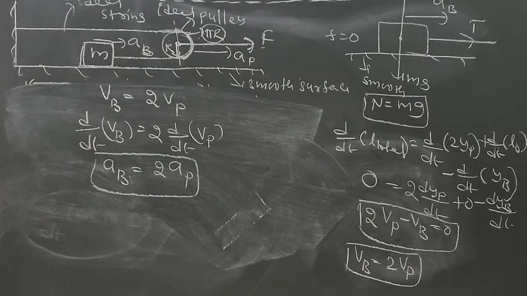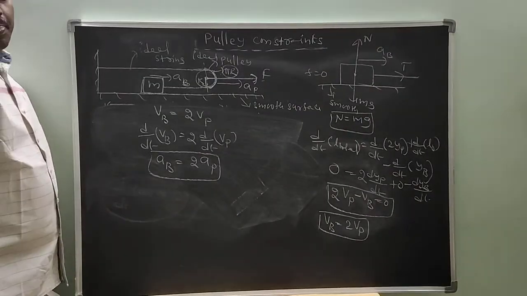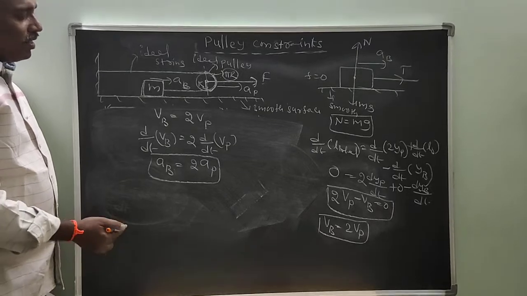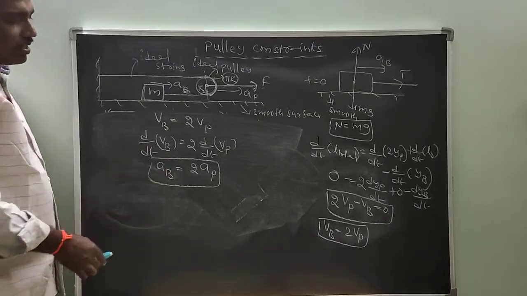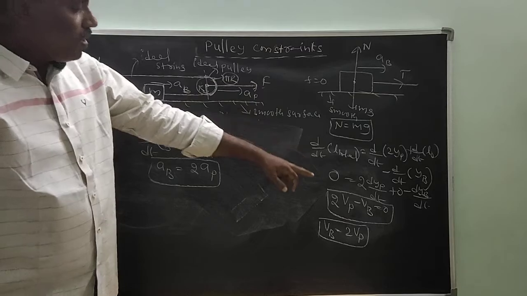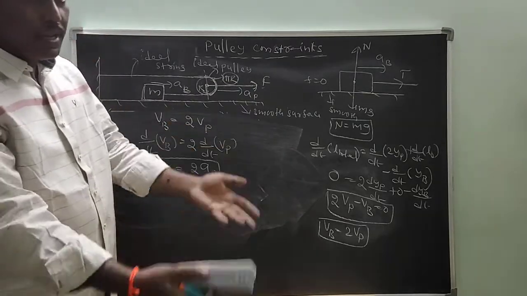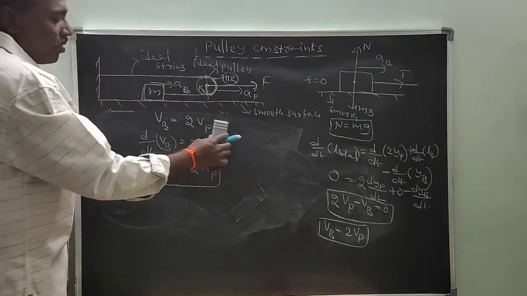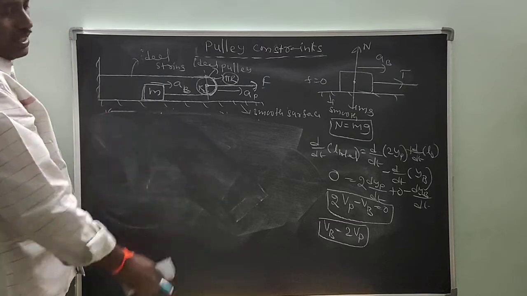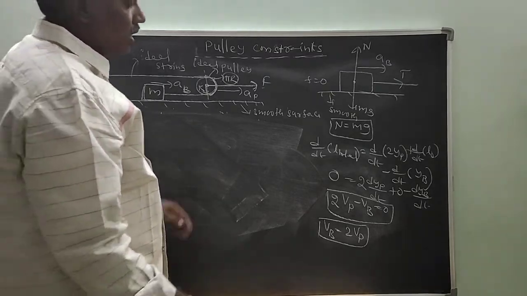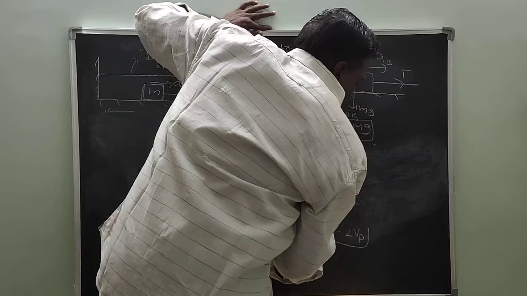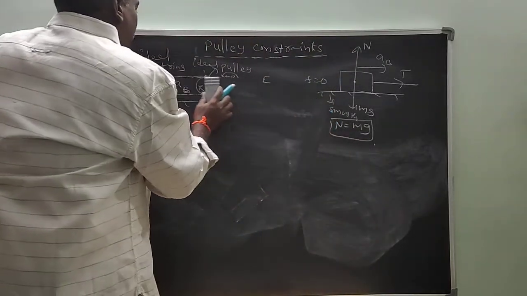So this process is lengthy. How to relate the velocity of the block and the velocity of the pulley in a simple way? That is the second method, the tension method. What is the tension method? Here, that is a simple concept, the tension method.